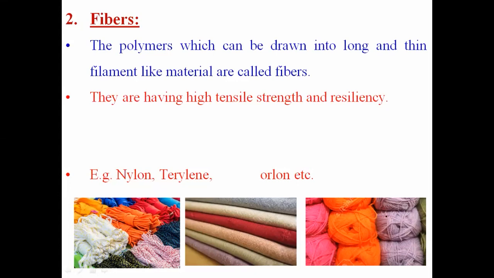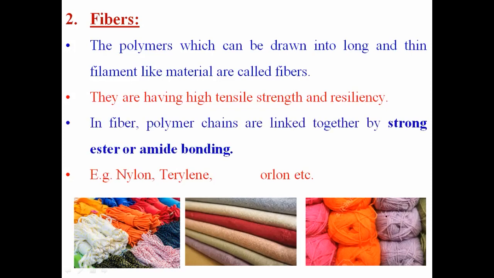That means their strength to bear tension is very high, as well as they have resiliency. Resiliency means they also have a little flexibility. Yes, they have high tensile strength and also resiliency. Okay, and the fiber polymeric chains are linked together by strong ester or amide bonding. Generally in fiber there is strong ester or amide bonding, and these are the examples of fiber. This is the second type.